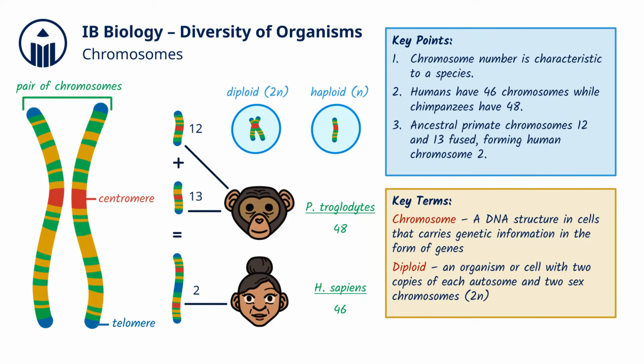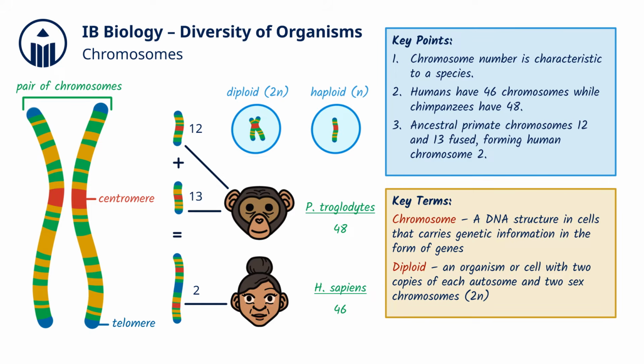For instance, a hypothesis could be that human chromosome 2 is a result of a historical fusion event where chromosomes 12 and 13 from a common primate ancestor joined end to end. This only occurred in the human lineage, so chimpanzees still retain the chromosomes 12 and 13, giving them one extra pair of chromosomes than humans. This hypothesis is testable and has evidence suggesting its validity.